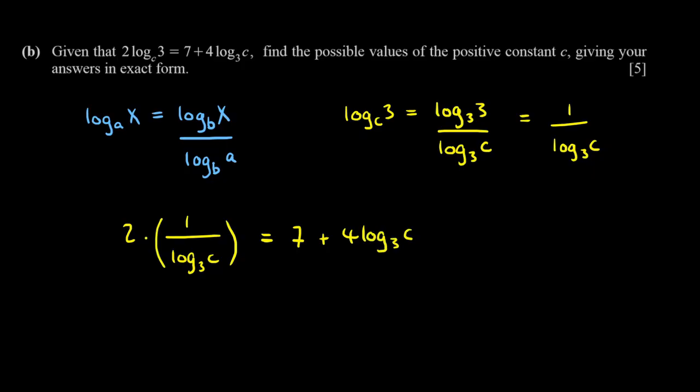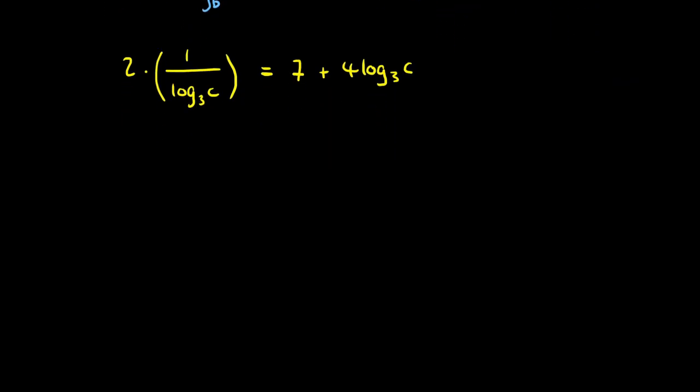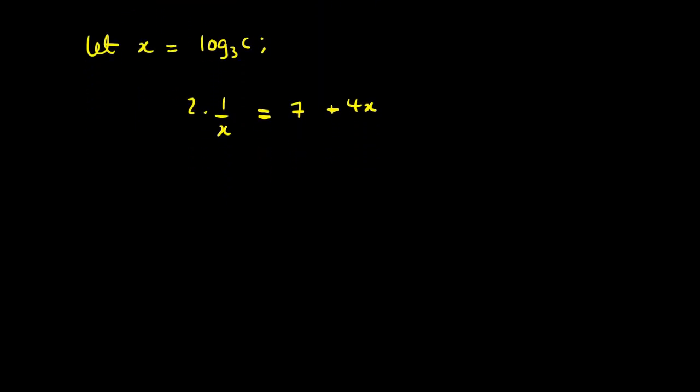What you've got here is a hidden quadratic. To see that, I recommend you use a substitution. Let x equal log base 3 of c, which means this entire equation becomes 2 times 1 upon x is equal to 7 plus 4x. If we multiply the entire equation by x, we end up with 2 equals 7x plus 4x squared. Rearranging a little, we get 4x squared plus 7x minus 2.